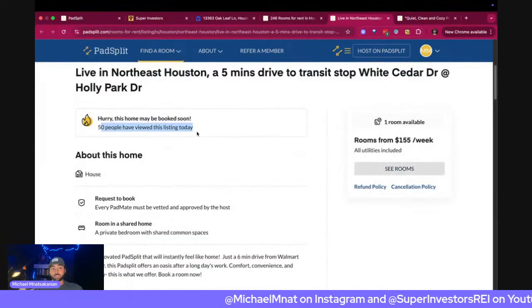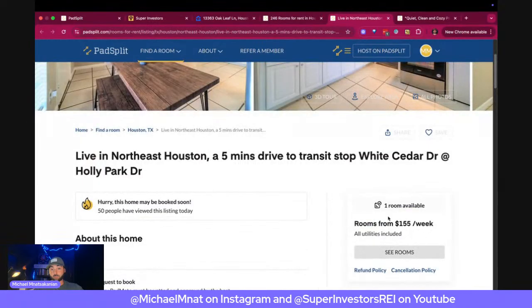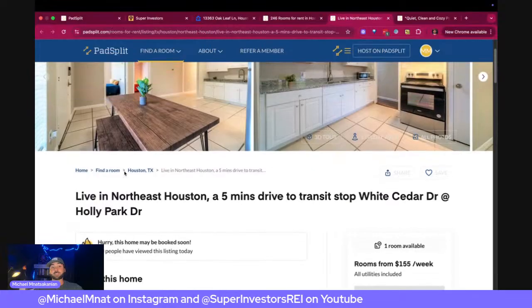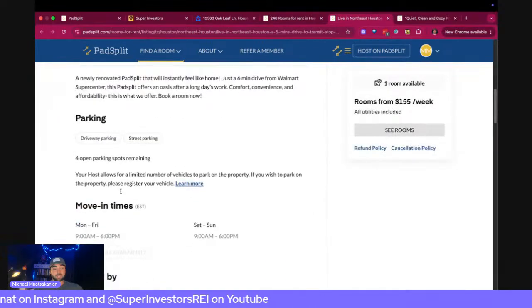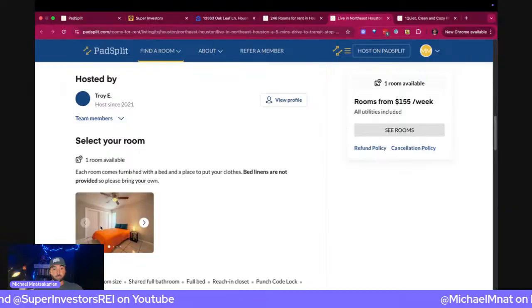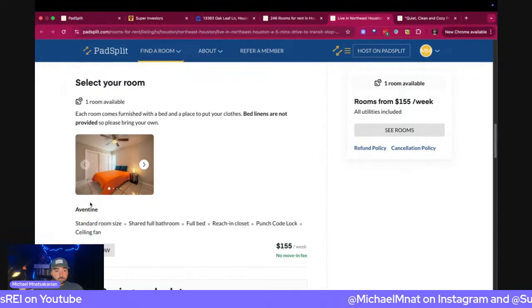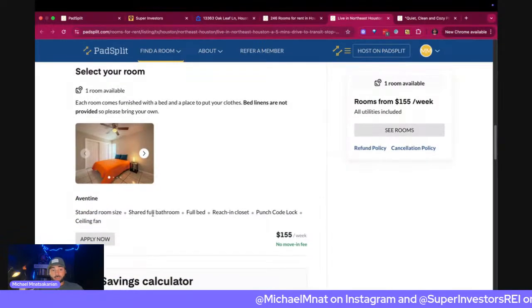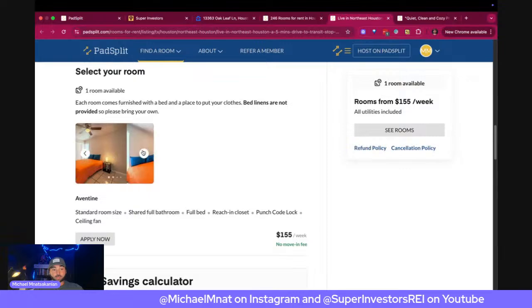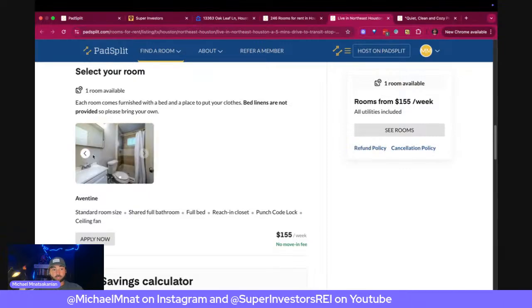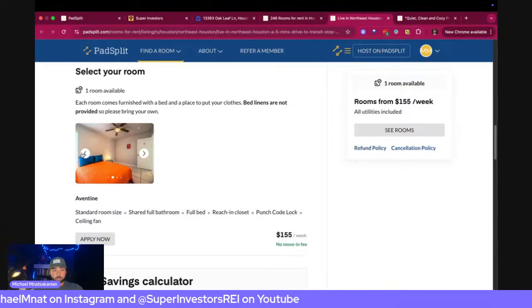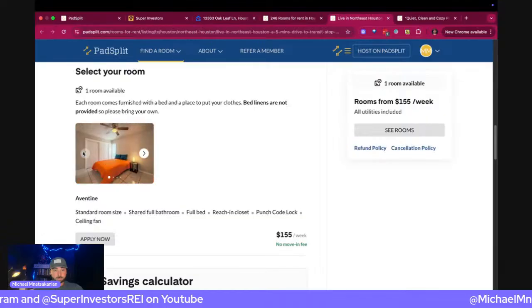50 people have viewed this today. Look at that. So people are looking at this one. There's only one room available at $155 a week. This is below average, but let's see. Standard room size, shared full bathroom, full bed. So we almost always do queen, right? That's one of the ways we stay above average. We do queen beds. There's literally no amenities.